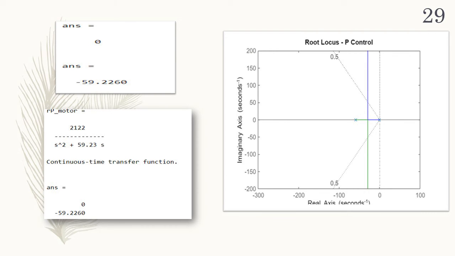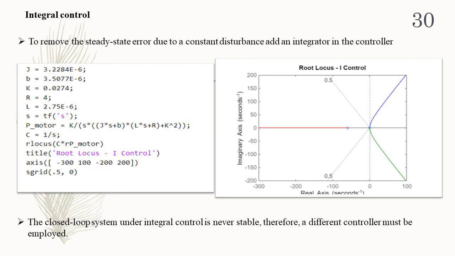The poles obtained after model reduction are 0 and minus 59.2260. But this does not fulfill the criteria of overshoot being less than 60%, settling time being less than 40 milliseconds, and no steady state error. This is where we use an integral controller. To remove the steady state error due to a constant disturbance, add an integrator in the controller. But then the system is no longer stable. Therefore, we use a PI controller.